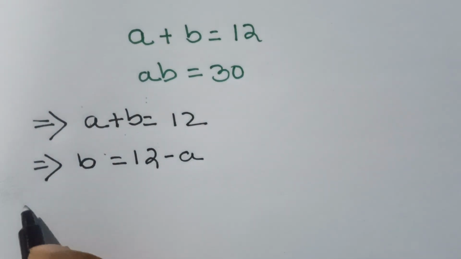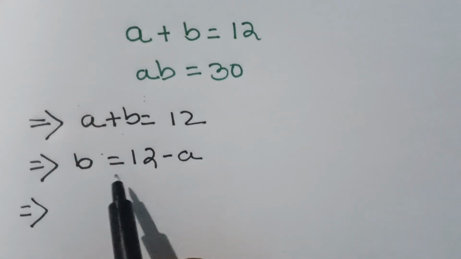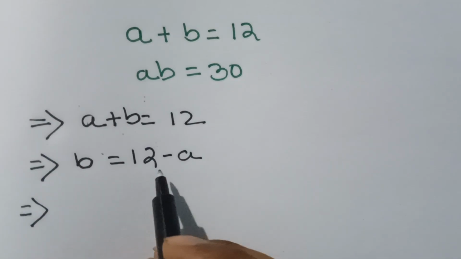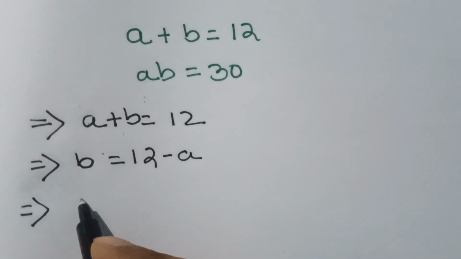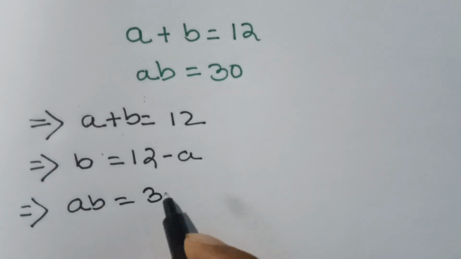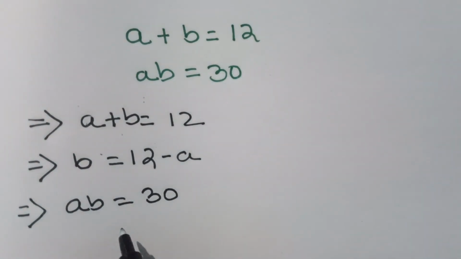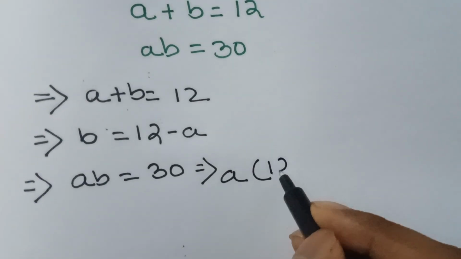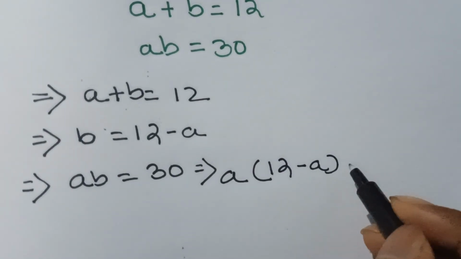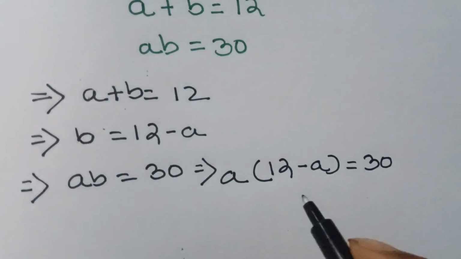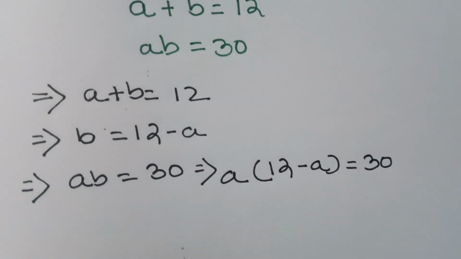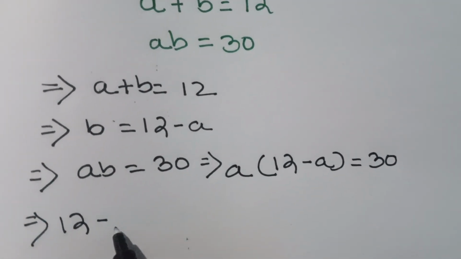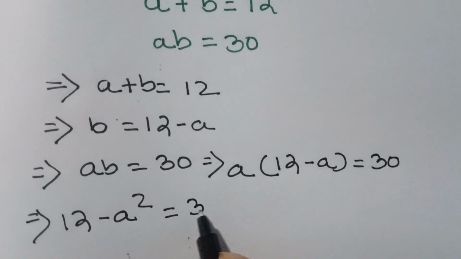In the next step, we can substitute this expression into equation 2. We know b is equal to 12 minus a, and we know ab is equal to 30, so we'll put this value here. This will be a times (12 minus a) is equal to 30. Now we'll expand this bracket, so this will be 12a minus a square is equal to 30.